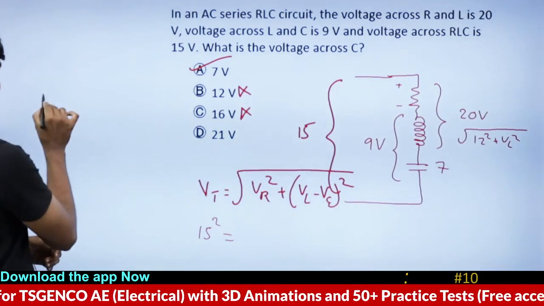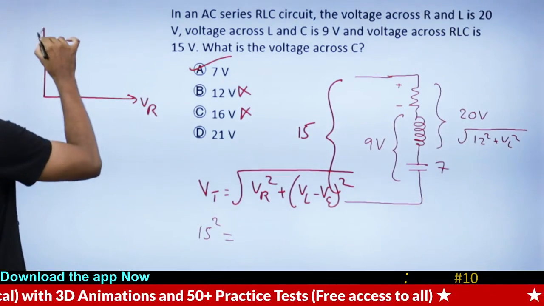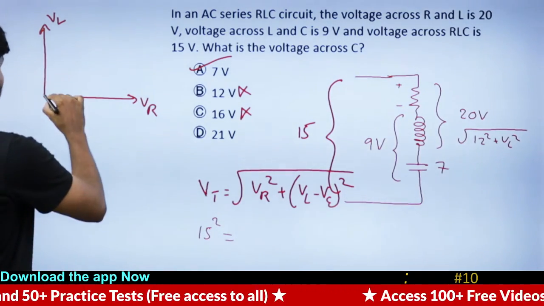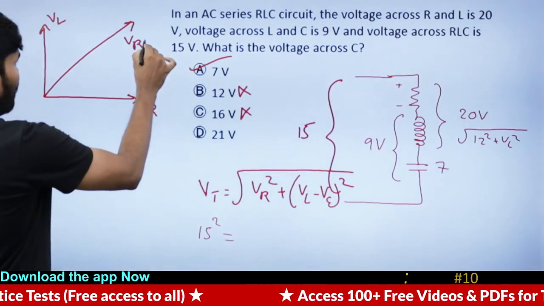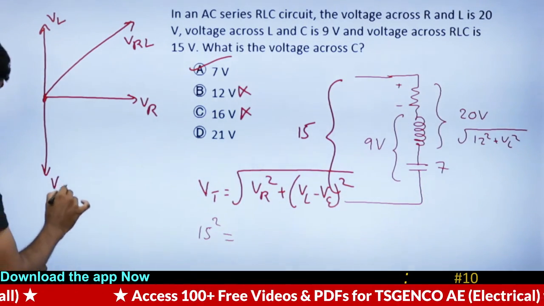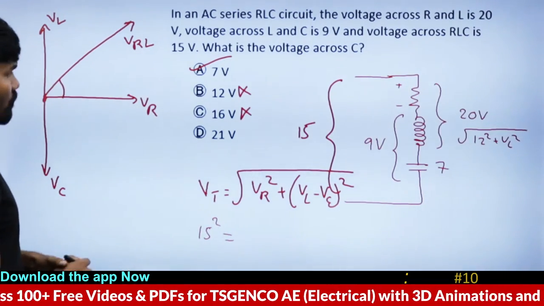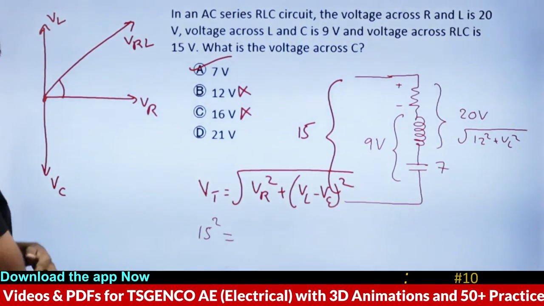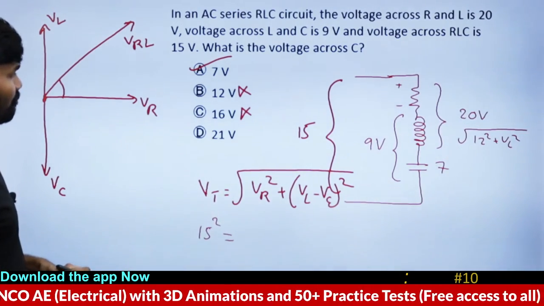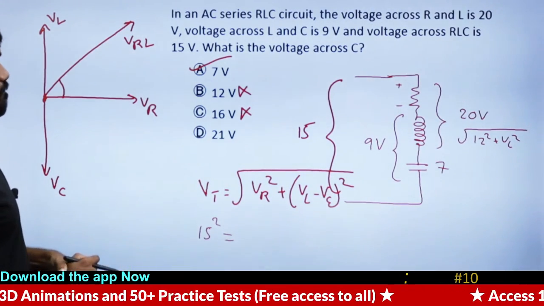So this is the total voltage. This is VR, the resistance voltage. This is VL. This is VL. And the resultant is VRL. And this is VC. For that, you need to really know this angle also, dear. But the angles are not given. So I don't think this will help. I don't think this will help.